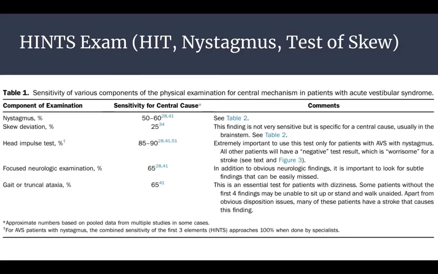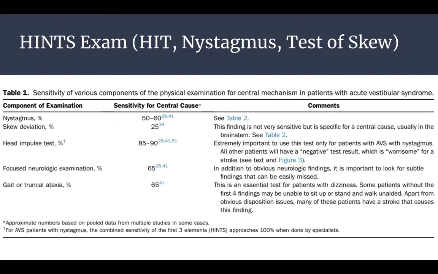So some specifics about the physical exam that you may wish to look for include nystagmus, test of skew, and the head impulse test, but only if you feel comfortable doing so and you've practiced. Only patients with nystagmus should you do the head impulse test on.